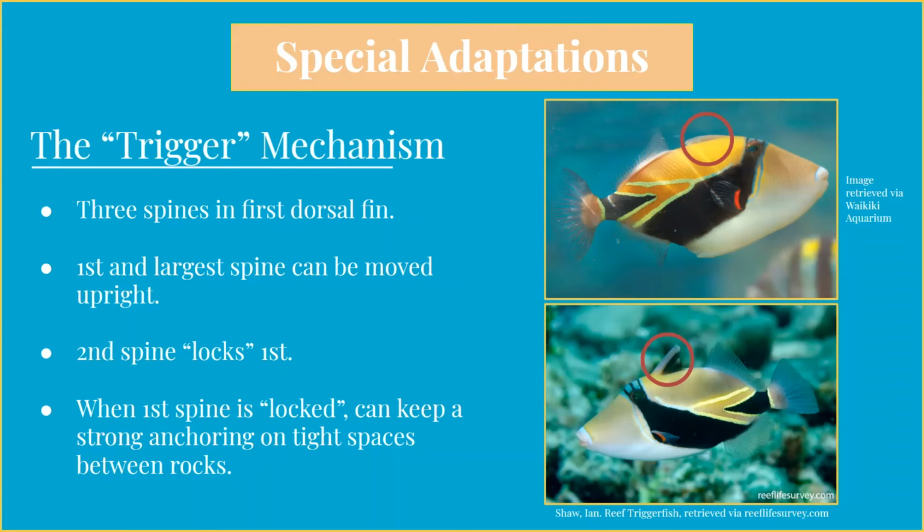This allows the triggerfish to hide within tight crevices between rocks or coral, and then anchor themselves in, allowing them to hold a strong grip against the rocks, against any would-be predators. I had trouble finding any clear pictures of any fish actually doing this, probably because they're hiding between rocks when they do it, but you can see in the pictures on the right how the dorsal fin can be folded and unfolded and sort of imagine how this might work.